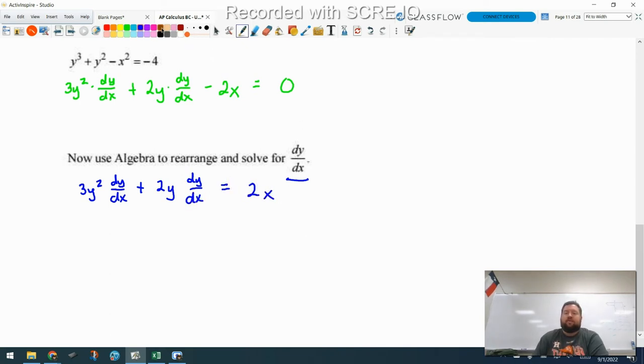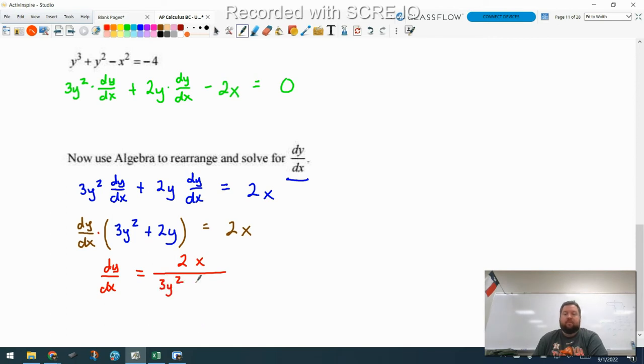Then we're going to factor the dy over dx out because they both have a dy over dx. That's going to leave me with 3y squared plus 2y, and that equals 2x over here. Then I'm trying to get the dy over dx by itself, so now it's multiplied by this thing. So let's divide by that thing, and that will do it. We're done. 2x divided by 3y squared plus 2y.